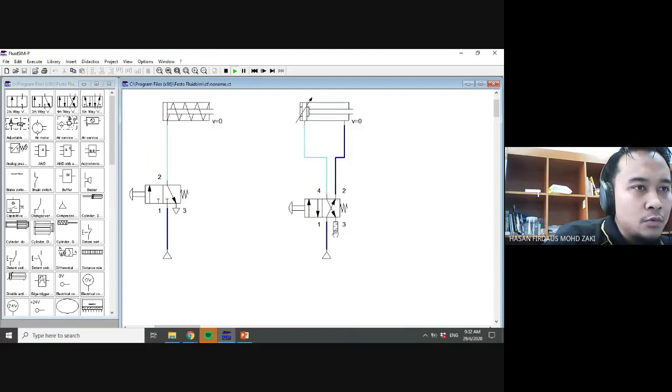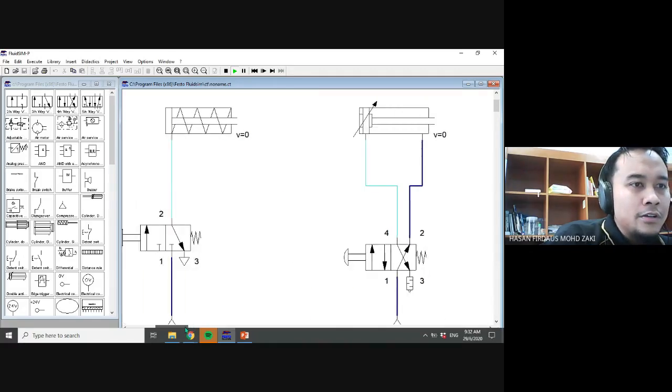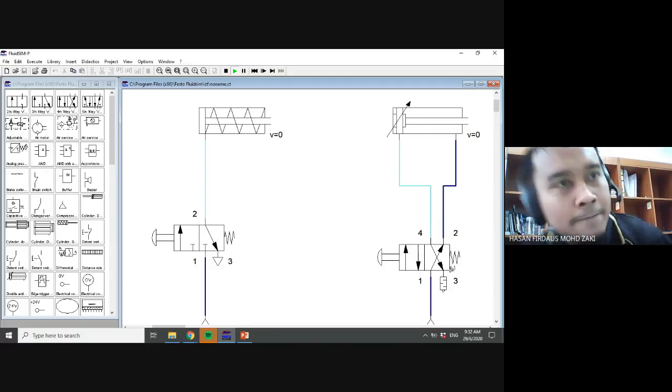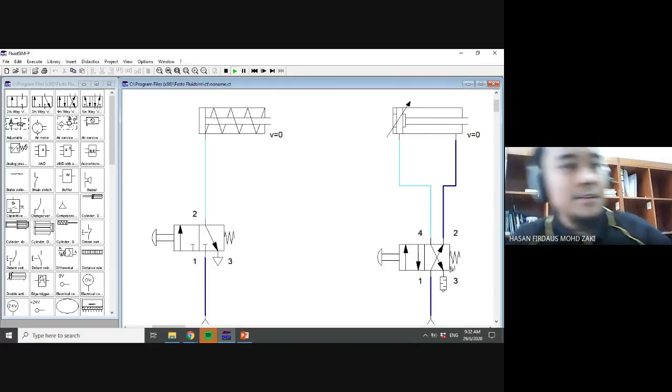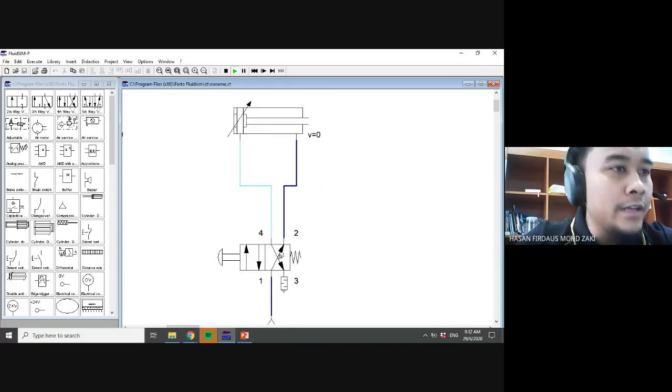So you can see here I use a different symbol. This one is the silencer. Silencer meaning that it will not make much noise if you exhaust the air to the atmosphere. Otherwise, if you use this, it will be very loud. So this one is the silencer to make it quiet. Okay, that's the initial position.